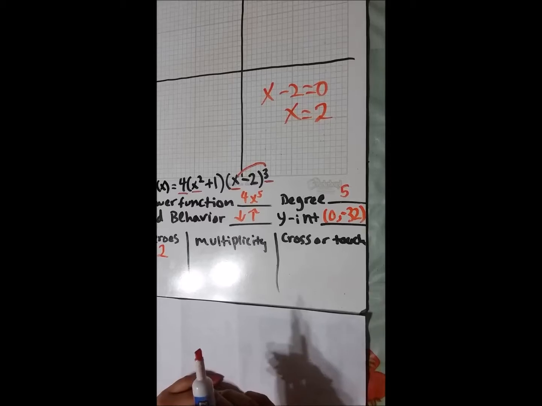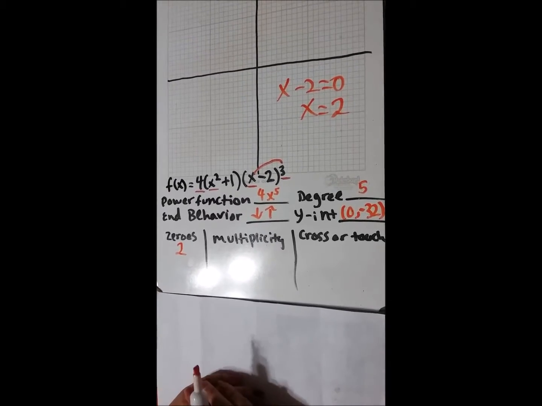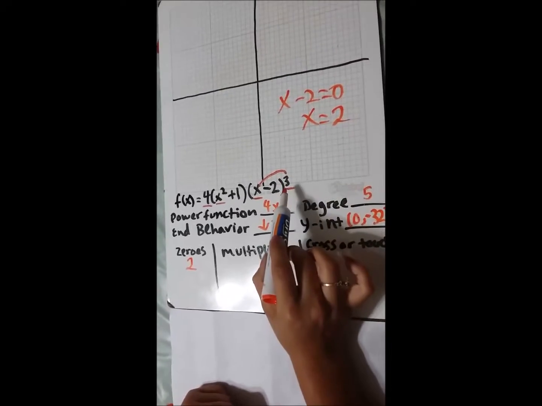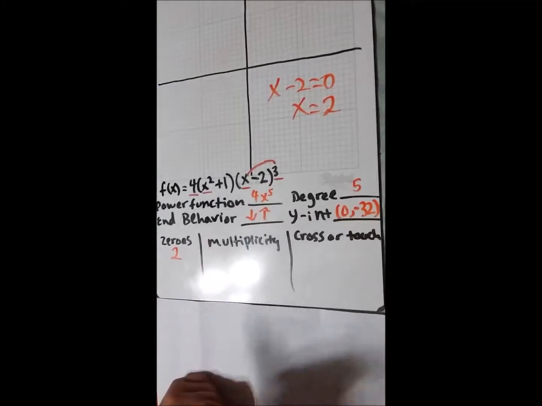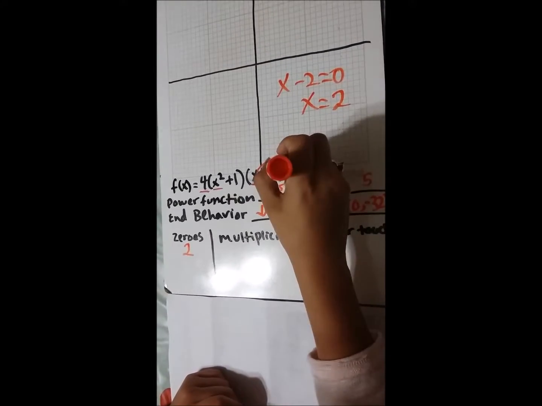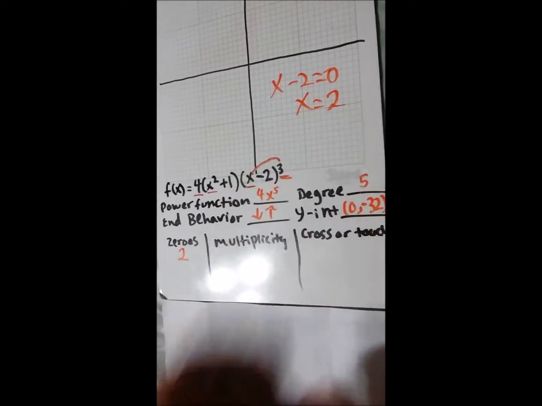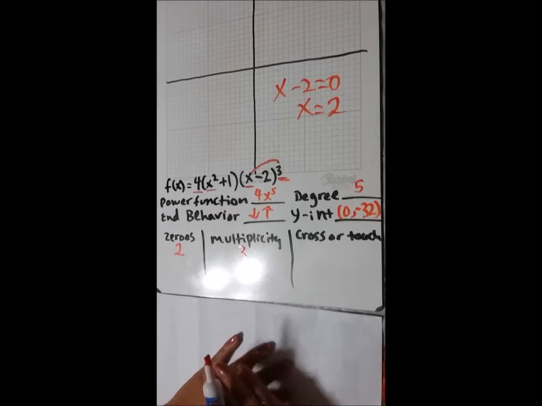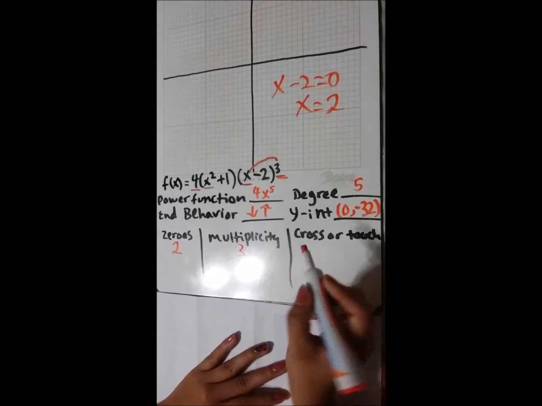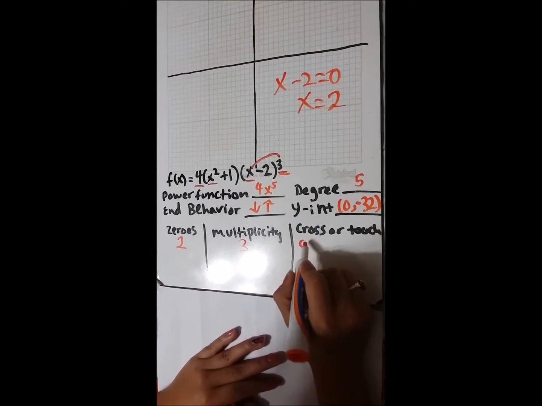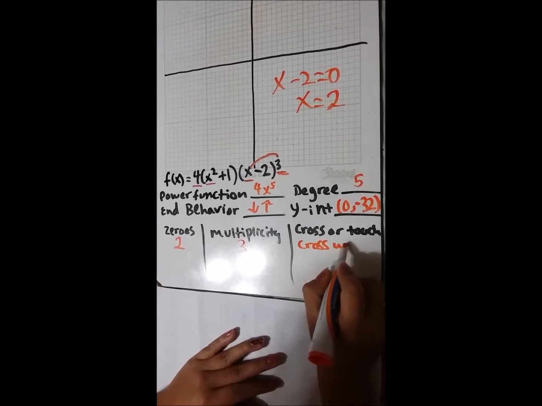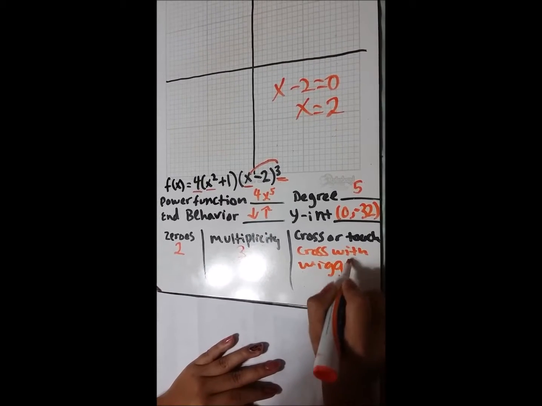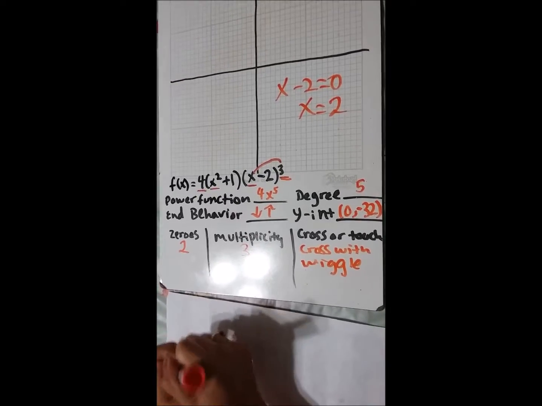It's a 2. Now, the multiplicity. What is the multiplicity? The multiplicity is going to be found as the exponent outside the parentheses. So right here we see that it's a 3. Now, since it's a 3, this means that it's going to be a cross with a wiggle, which means that is how it's going to look on the graph whenever we plot it.